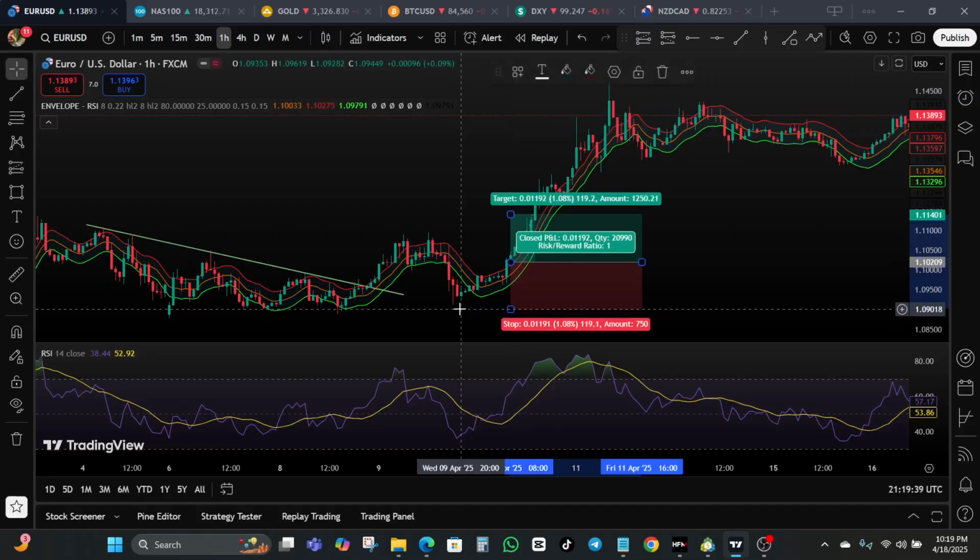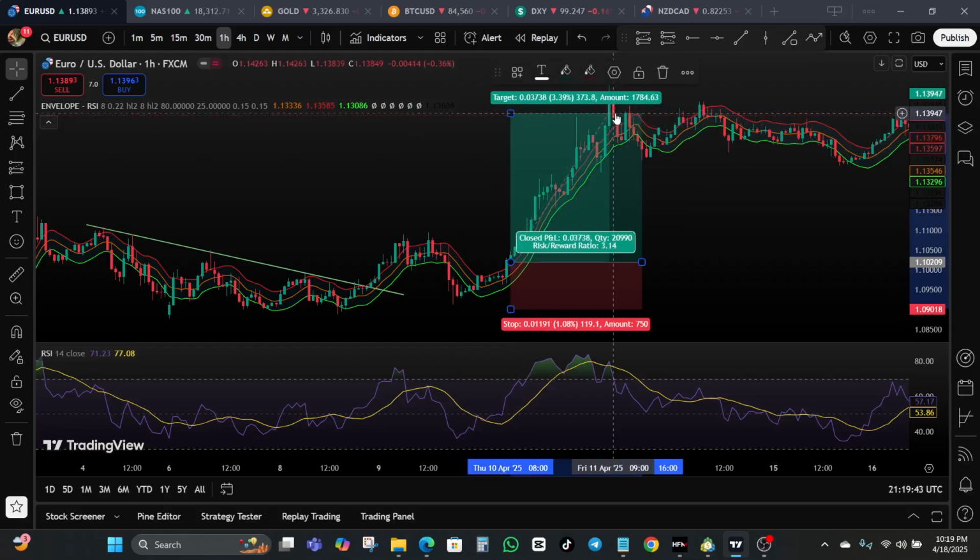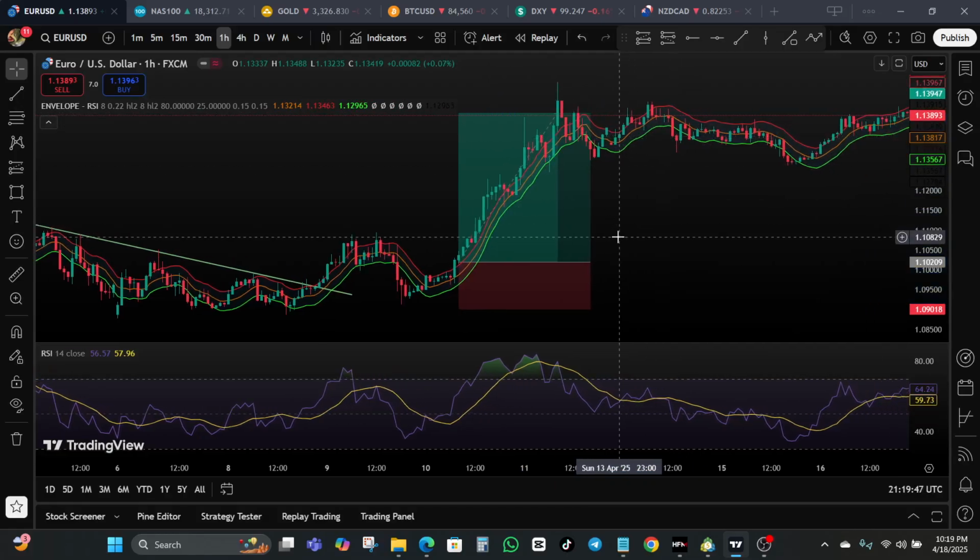Stop loss can be below the previous swing low. Then your take profit can actually be around key resistance zones, or you can wait for when price drops below the envelope RSI. All right.